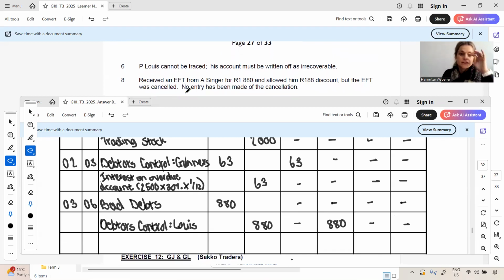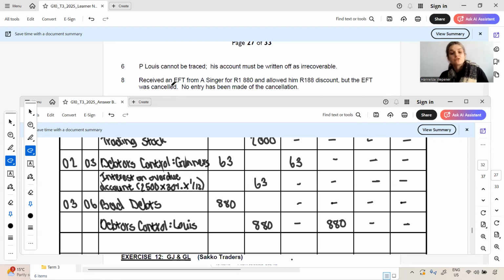Then on the 8th, received an EFT from a singer for 1,880 Rand and allowed him 188 Rand discount. So in other words, we gave him a 10% discount. But this EFT was cancelled. So what happened here is we recorded in our CRJ that we received 1,880 Rand. Then on top of that, we also recorded that we allowed him discount. But now for some reason, this EFT has been reversed.